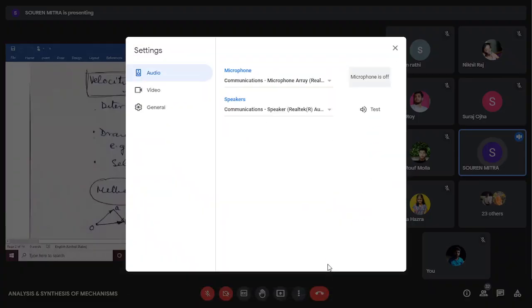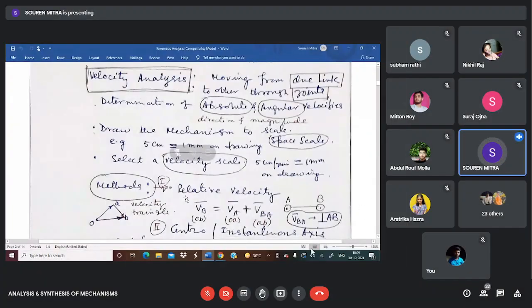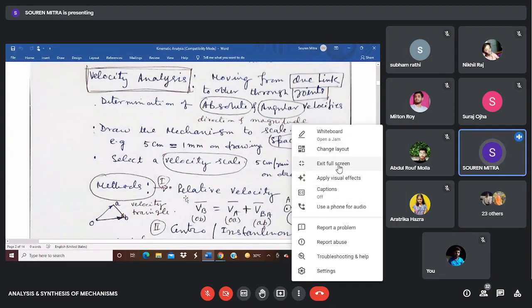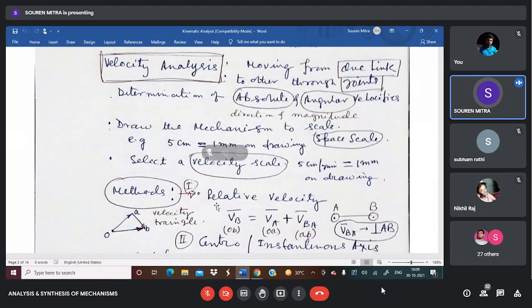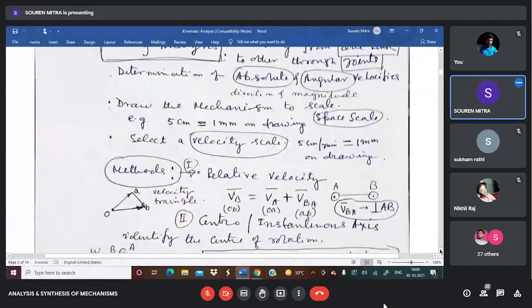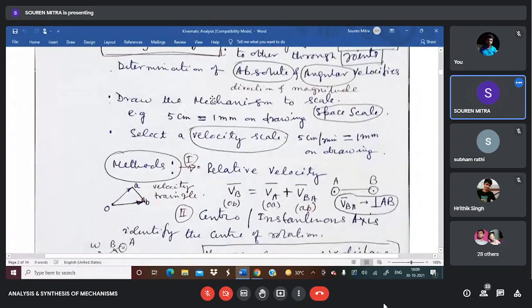There are some methods where the velocities have to be drawn or determined separately through a velocity triangle. But there are methods where the velocities have to be determined directly on the mechanism itself. So that's why the drawing of the mechanisms to scale is very important. And the direction of the velocities also depends upon the orientation of the linkages. So if we do not draw to scale, we won't be able to know the exact direction of the velocities. So this is about space scale and drawing the mechanism. And for that, we need to know the length and orientation of the mechanism for a particular instant, and all these things will be given.